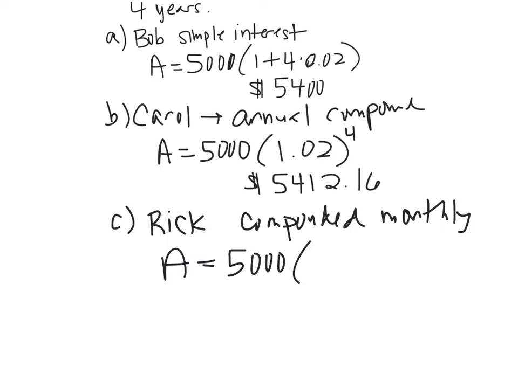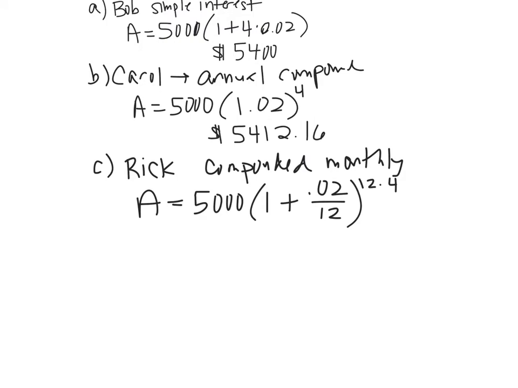If you're not doing this on your calculator, you really should be, because people in my last class were like, I didn't get that, because they're plugging in numbers wrong. So it's 0.02 over 12 to the 12 times 4. And if you have an older calculator, when you do that caret, you have to put parentheses around 12 times 4. If you have a newer calculator, you don't have to. So 5,000, 1 plus 0.02 divided by 12, to the 48, 12 times 4. There's 48 compounds now, because that's every month for 4 years.